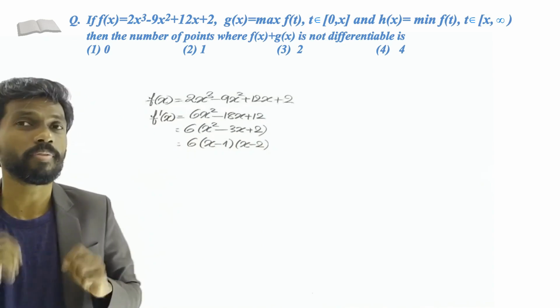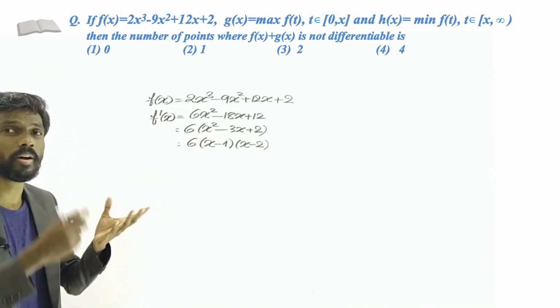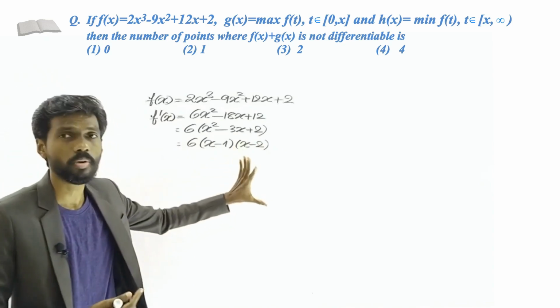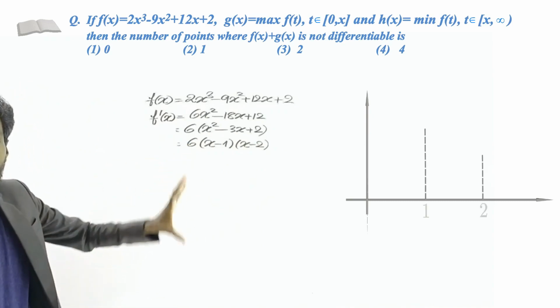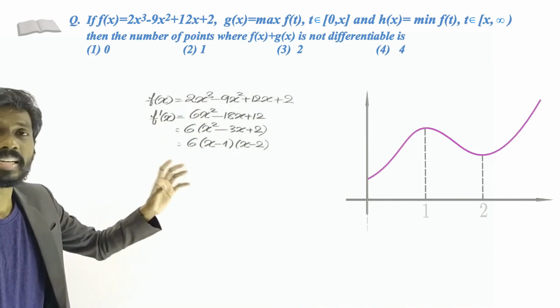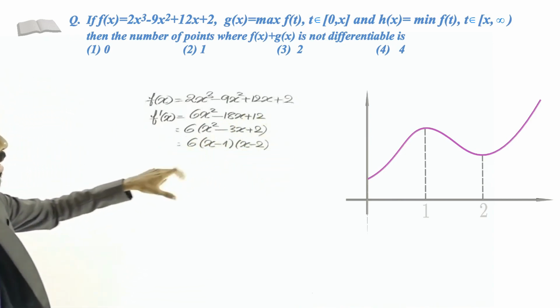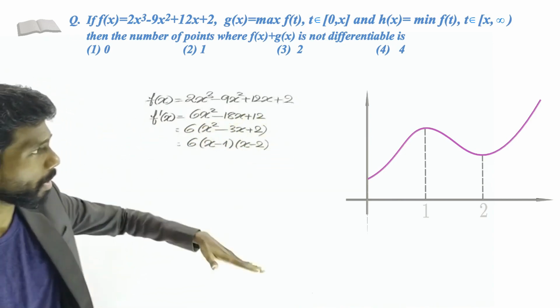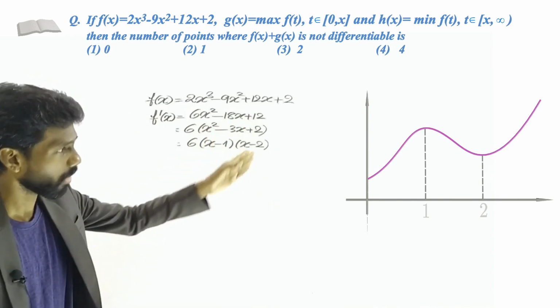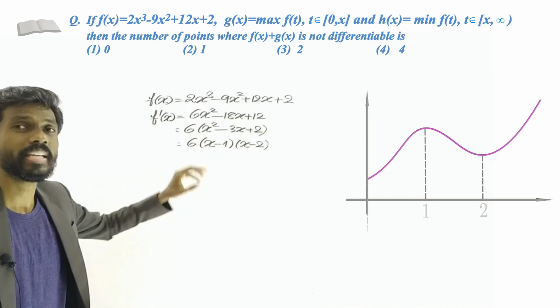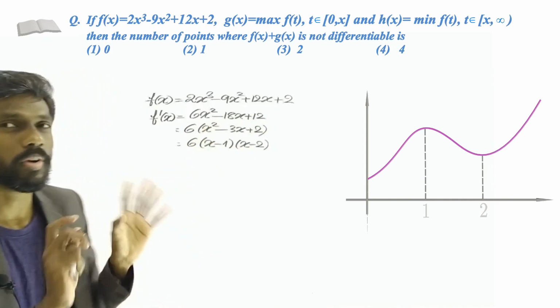That means the function f of x attains a maximum or minimum value at the point 1 or 2. So roughly we can draw the curve like this. At the point 2 it attains the minimum value, at the point 1 it attains the maximum value. So the function is drawn like this. It may be up or down, that doesn't matter. We only need the shape of the curve, right? At the point 2 it attains the minimum value, at the point 1 the maximum value. So we have roughly drawn the curve.